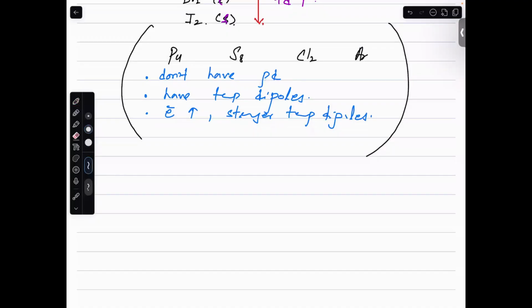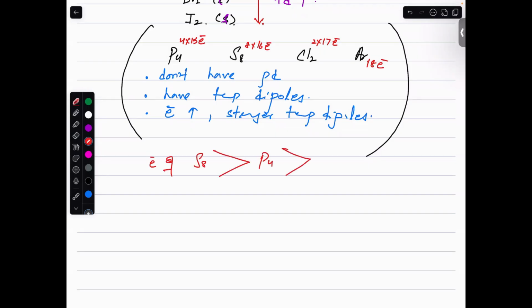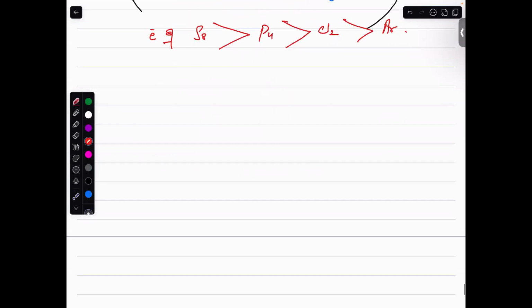Now, electrons of which element are more? Definitely sulfur, because there are 8 into 16 electrons, 2 into 17 electrons, and this is what? 18 electrons. This is 4 into 15. So which one has more electrons? S8, then what? P4, then what? Cl2, and then what? Argon. If electrons are more, the temporary dipoles are stronger. Therefore, the melting point of S8 is more than P4, which is more than Cl2. Right?